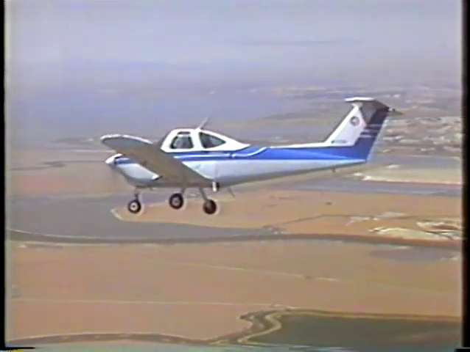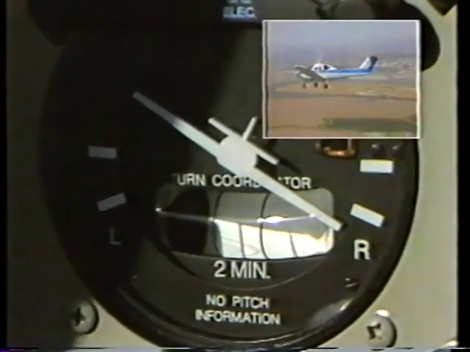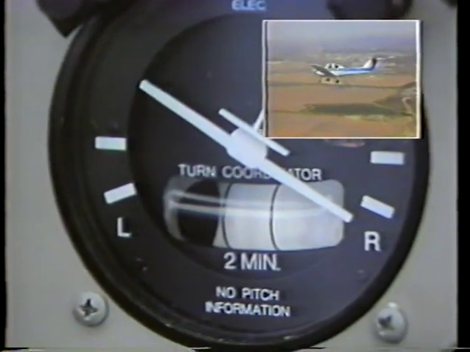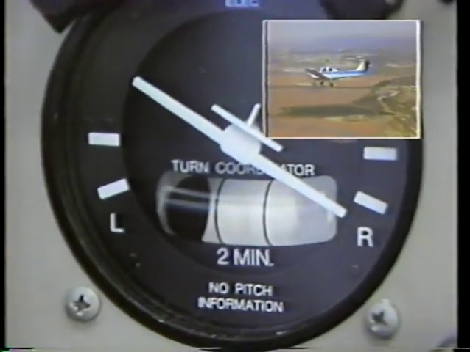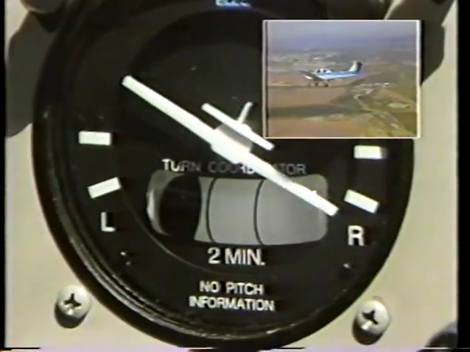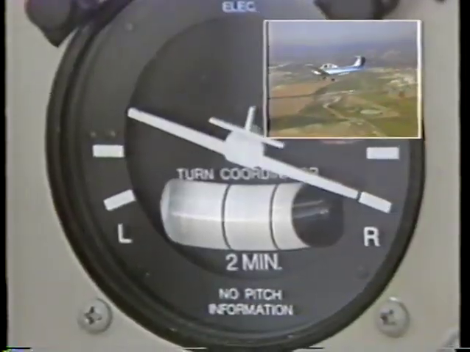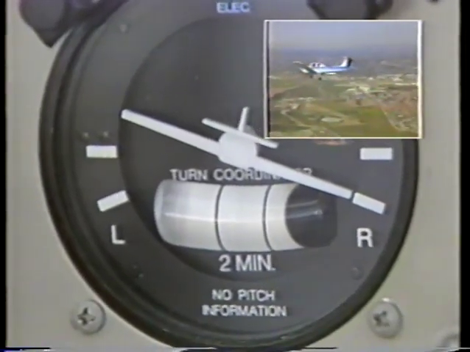The inclinometer, or ball, is a self-contained instrument and is the only instrument that gives you rudder information. Like a carpenter's level, it responds to the force of gravity as well as centrifugal force. If too much rudder is used to counter adverse aileron yaw when rolling into a turn, the ball goes toward the outside of the turn. The airplane is actually skidding. If too little rudder is used, the ball goes to the inside of the turn and the airplane is slipping.